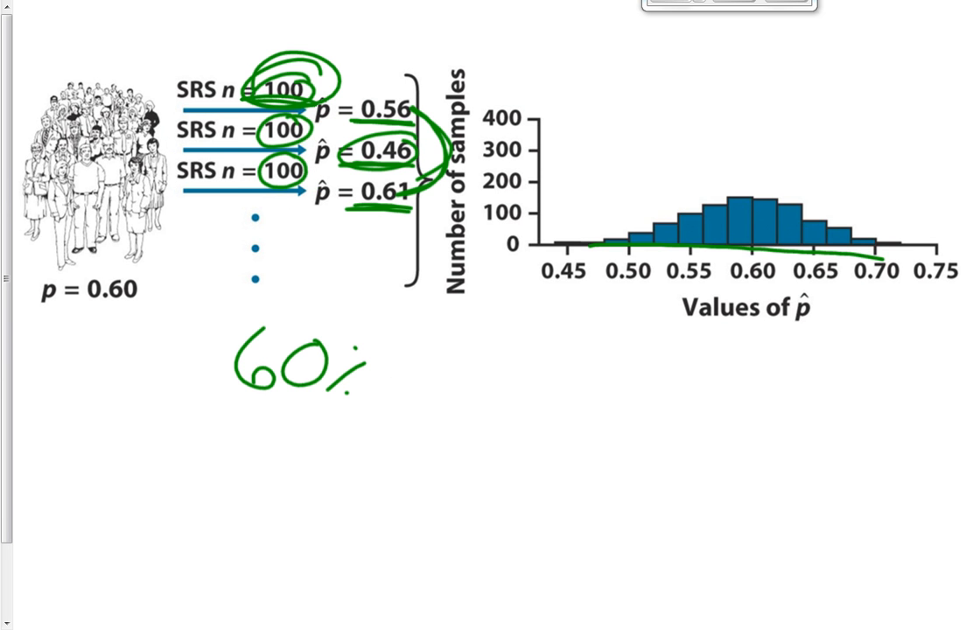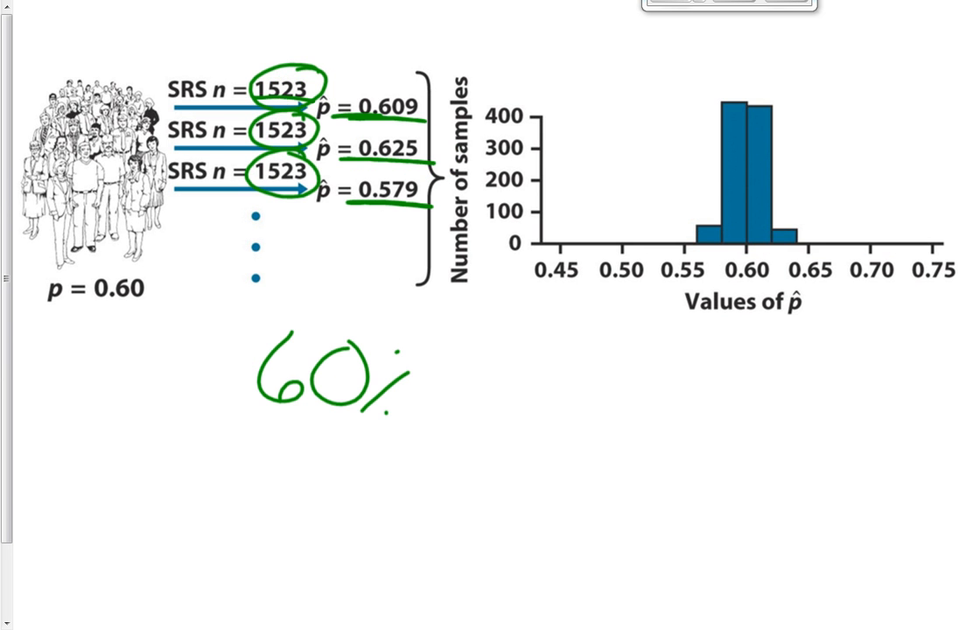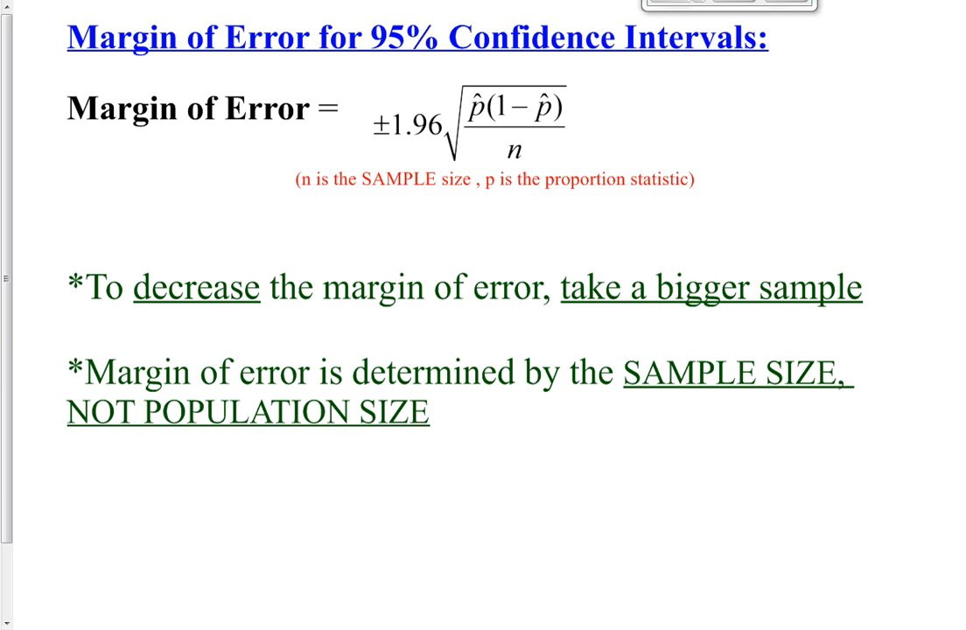Here we have a sample size of 100. Here we have a sample size of 1523, and you could tell that the variation was much smaller. We were able to get a closer, more accurate picture of what the actual parameter is going to be. So increasing your sample size is always a good idea when you get samples.